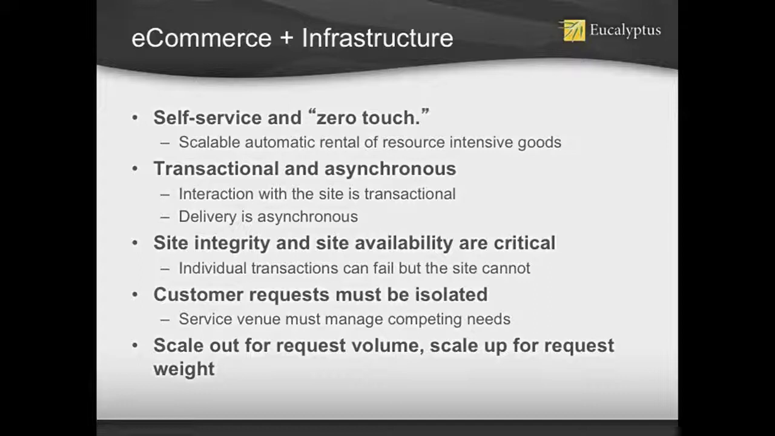Customer requests must be isolated. It cannot be the case that when I try to buy To Kill a Mockingbird, I can prevent you from renting your favorite video from Amazon's video service. Right? So there's this isolation property, which is essentially that the site must serve competitive needs simultaneously.